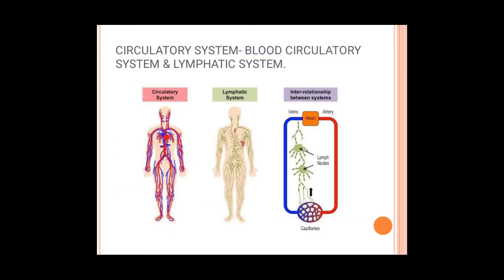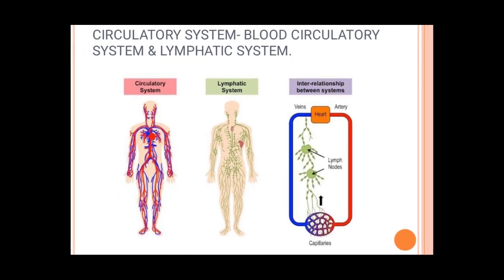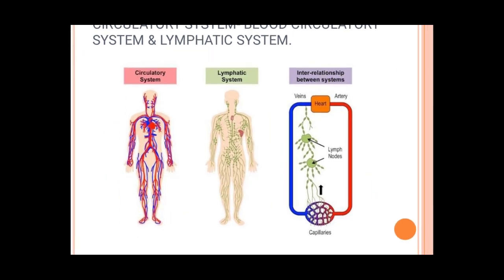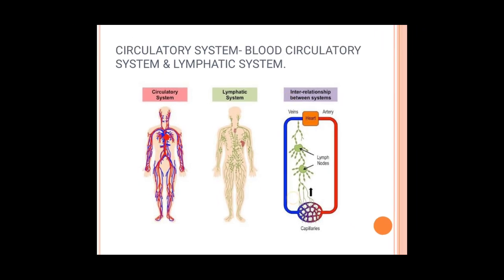So all these are examples for secondary lymphoid organs. Now, an overall look of circulatory system. Circulatory system is made up of blood circulatory system and lymphatic system, and these two are interconnected with each other. In this diagram you can see that from the capillaries the lymph vessels are being formed, and these lymph vessels join the veins, and again lymph enters the blood circulatory system and the circulation of blood continues.